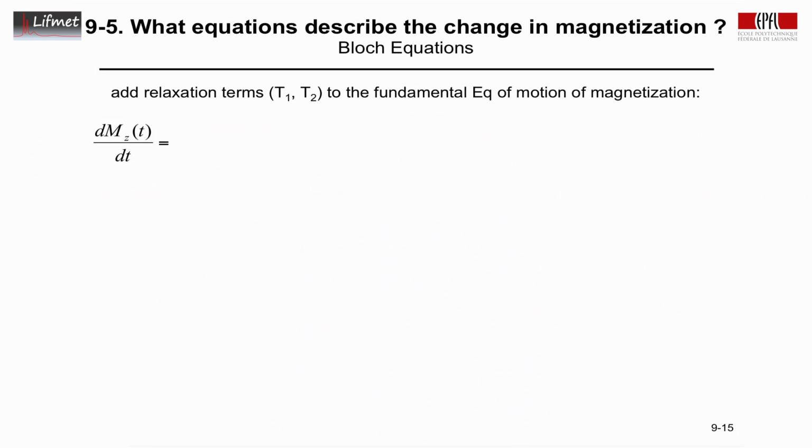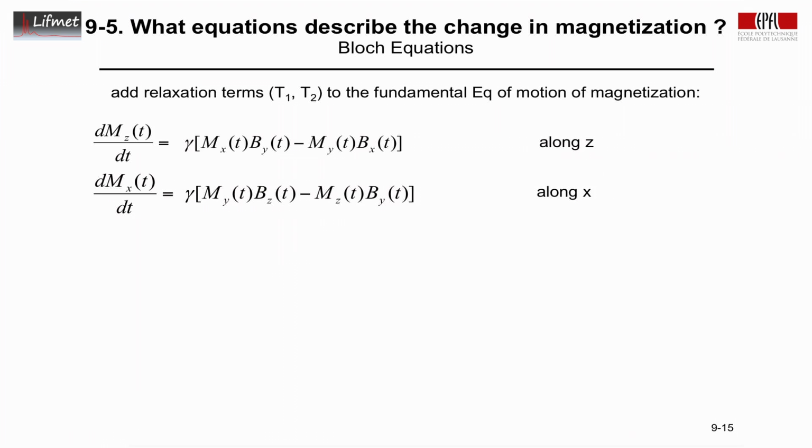differential equations for relaxation, that is T1 and T2. So for the Z magnetization, we will have this term, that's along Z. For the X magnetization, we have this term. And for the Y magnetization, we have this term. Now, this is a fairly complicated set of equations here. As you can see, they're coupled differential equations.